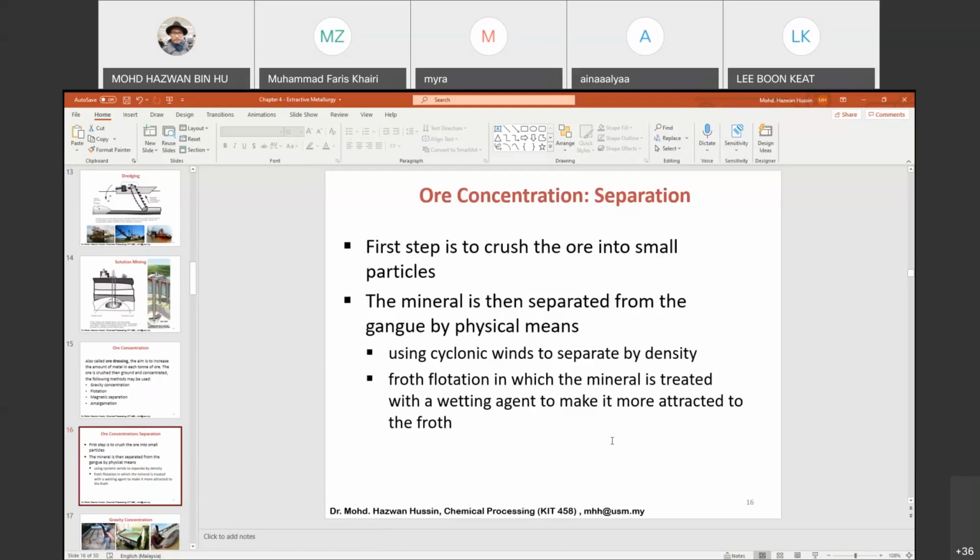Another way is by isolating the froth. Froth is like a bubble, like a foam that forms from flotation methods. Normally the mineral is treated with a wetting agent to make it more attracted to the froth.